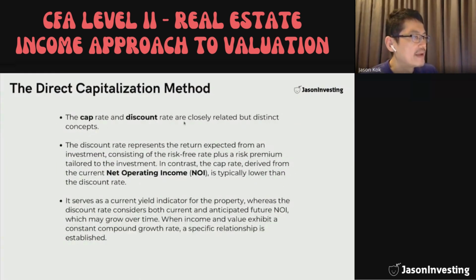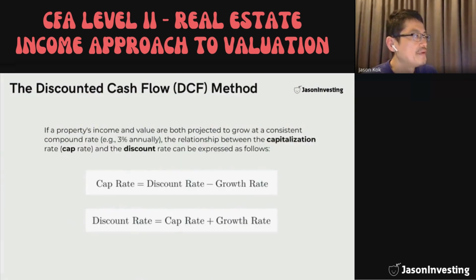The cap rate and the discount rate are closely related but distinct concepts. The discount rate represents the risk expected from an investment. So it consists of the risk-free rate plus the risk premium tailored to the investment. This is applicable for all kinds of discounted cash flow that we have seen so far. In contrast, the cap rate, which is derived from the net operating income, is typically lower than the discount rate. Next, we move to the discounted cash flow, DCF, method.